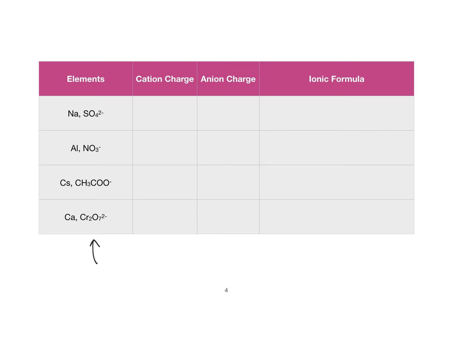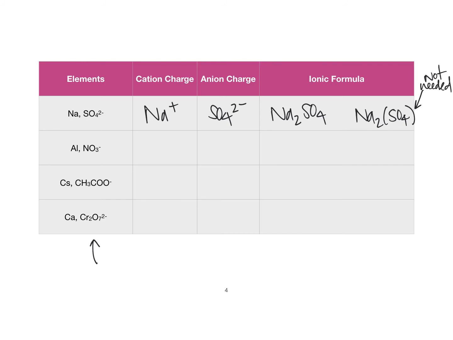So in this case, we know that sodium is Na plus, and sulfate, based on the information, is SO4 2 minus. So there are 2 sodium: Na2SO4. Now you might be tempted to write this as Na2, open parentheses, SO4, but you don't need these parentheses because there's no subscript for the sulfate. So this is unnecessary. So what about aluminum nitrate?